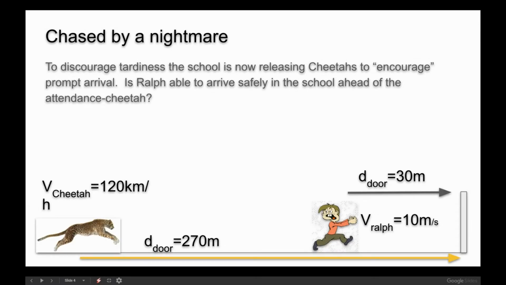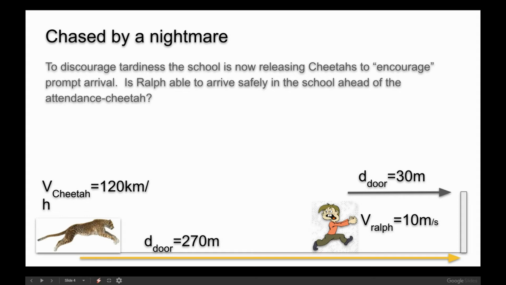This is my favorite one, and this would be the only one I might consider putting on a test because there's no acceleration involved. There's no complicated behavior. It's just real simple. The school board is thinking of releasing attendance cheetahs, and they will be outside the school at about 270 meters distance. And any students that are lolling about, not getting on with it, they release the attendance cheetah.